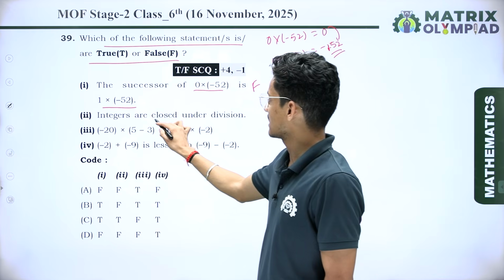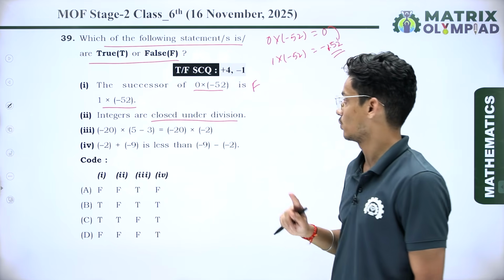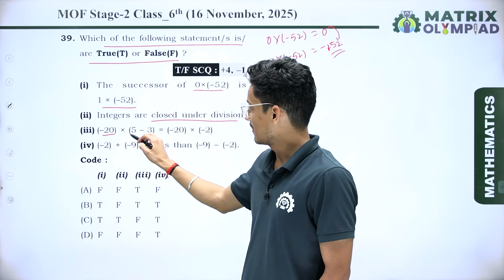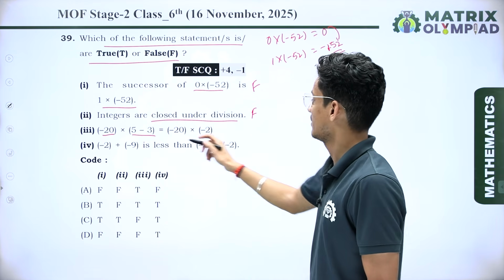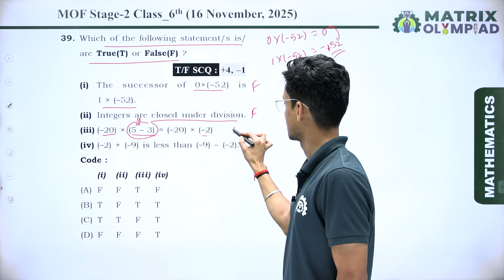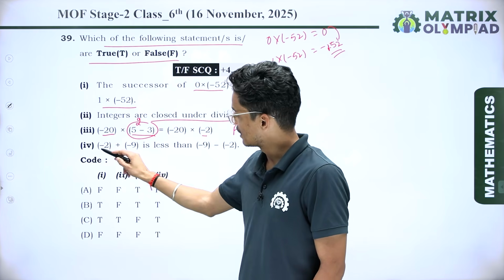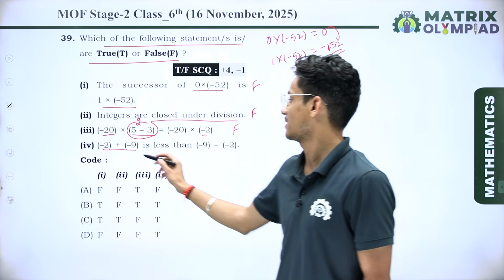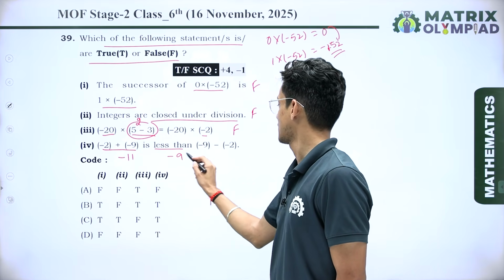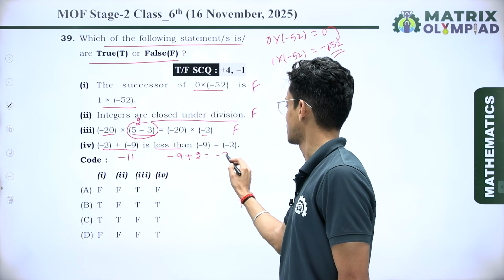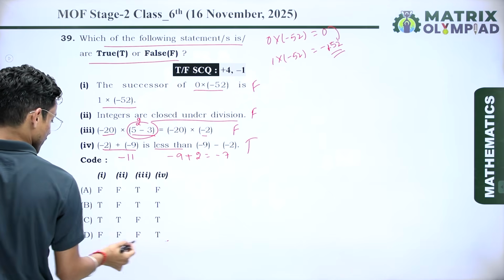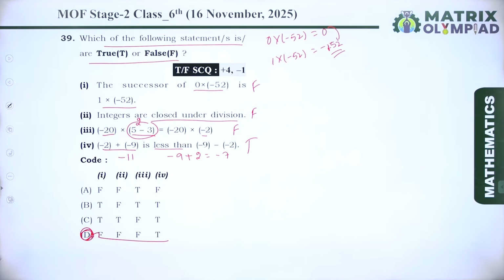Okay, second, integers are closed under division. No, this one is also false. Next, minus 20 multiply 5 minus 3. So when we subtract it, here we get plus 2 and here we have minus 2. So I can say this one is also false. Next, minus 2 plus minus 9, that is here we get minus 11, which is less than minus 9 plus 2, that is minus 7. Yes, this one is true. So the correct option is false, false, false and true. It means option number D is the correct answer over here.